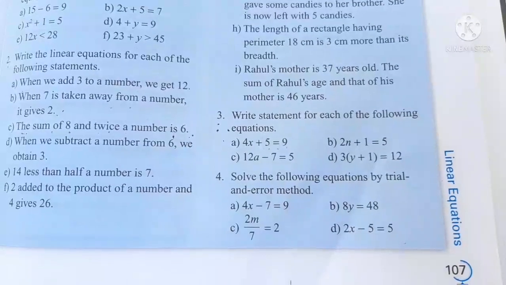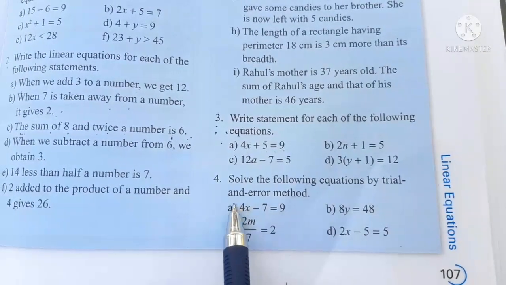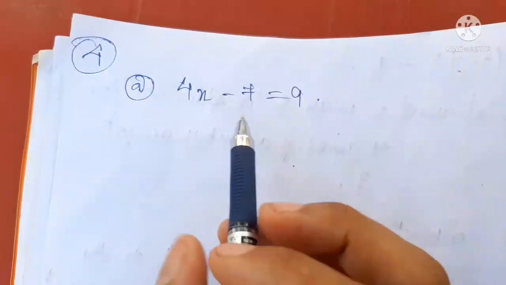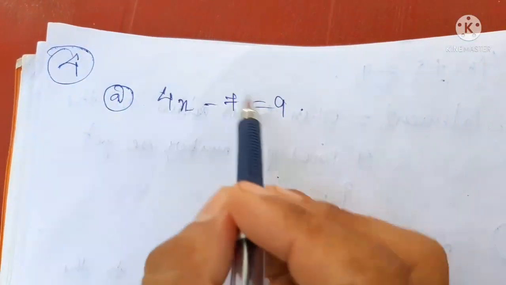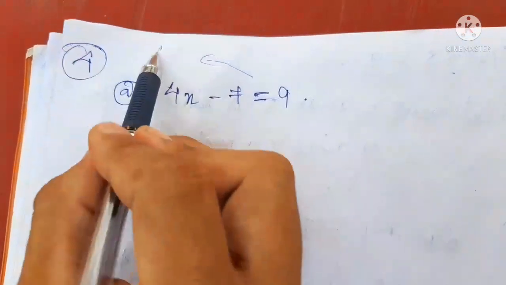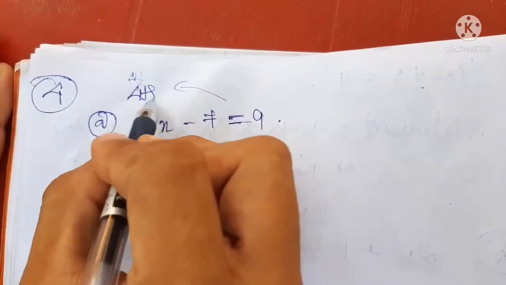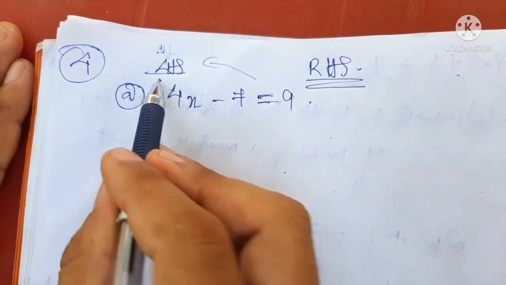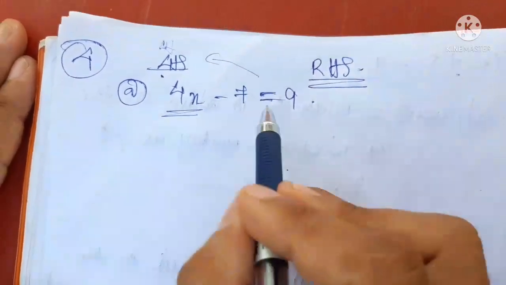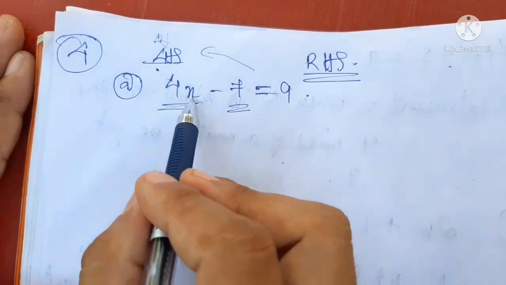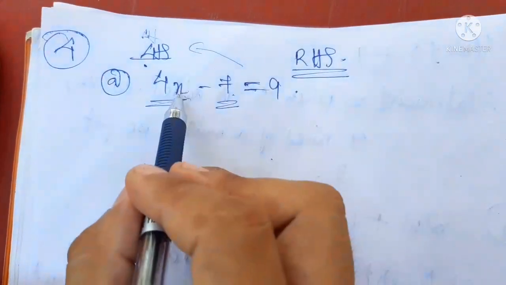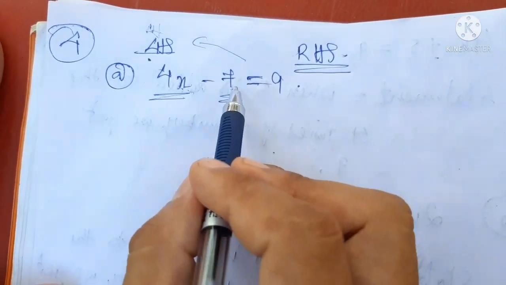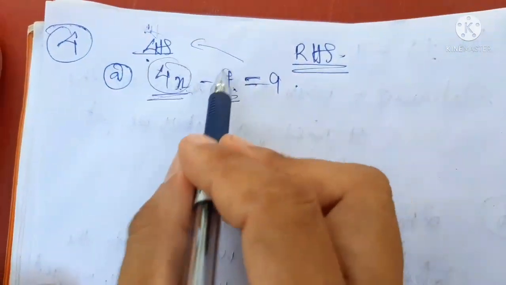Okay, so now we will do question number 4. Solve the following equation by trial and error method. Here, this is the equal sign and this side we will call the left hand side, and this side will be the right hand side. In the left hand side we got 2 terms. One is with the variable and one is not. So this is the variable, and this will be the constant term. The one which has no variable is called a constant term. So it makes 2 terms here.